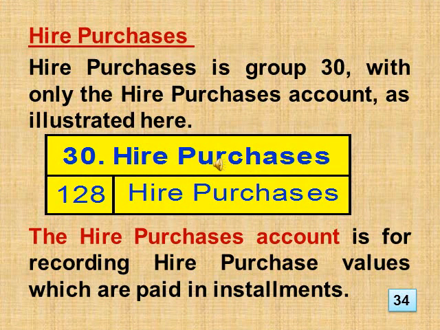Hire purchases is Group 30, with only the hire purchases account, as illustrated here. The hire purchases account is for recording hire purchase values, which are paid in installments.